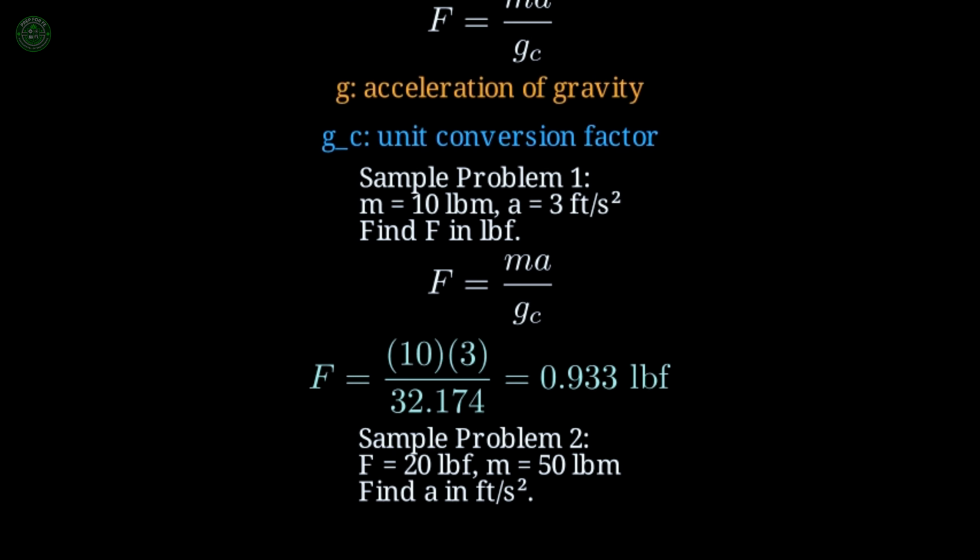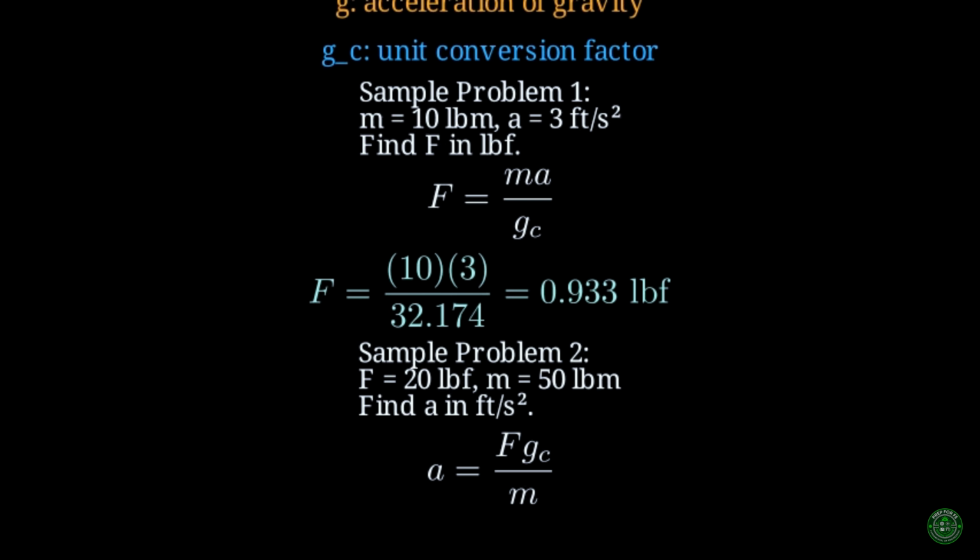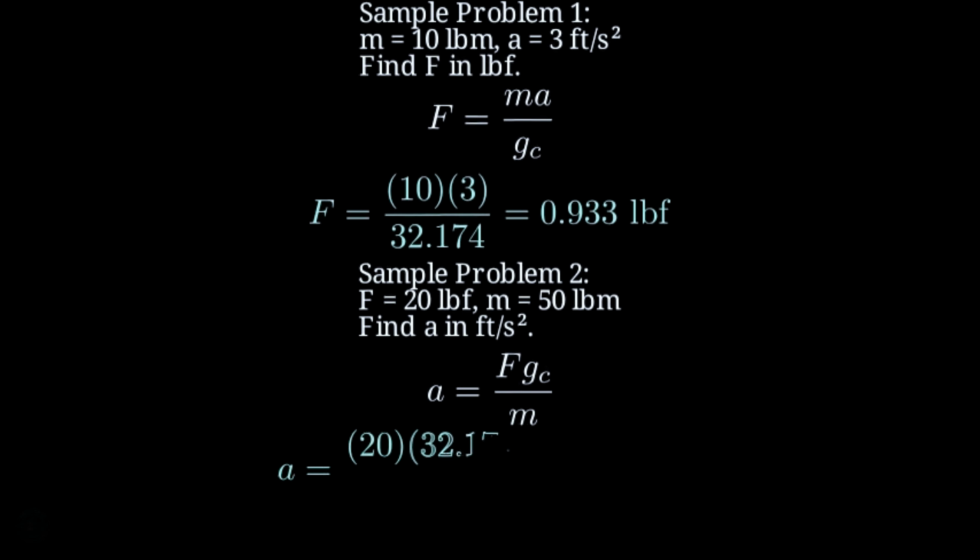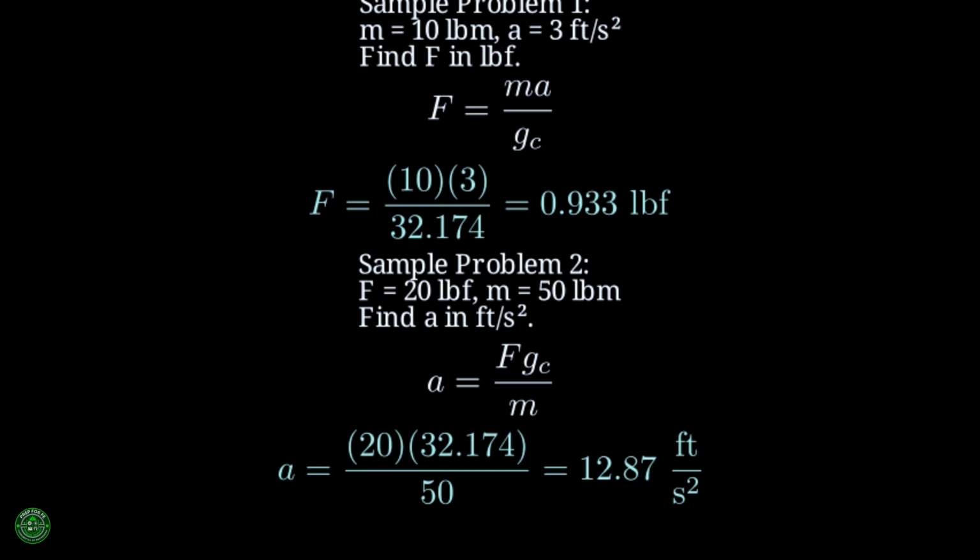Sample problem 2. A force of 20 pound force is applied to a 50 pound mass object. Find the acceleration. Rearranging gives acceleration equals F times gc divided by m. So we get 20 times 32.174 divided by 50, which is about 12.87 feet per second squared.